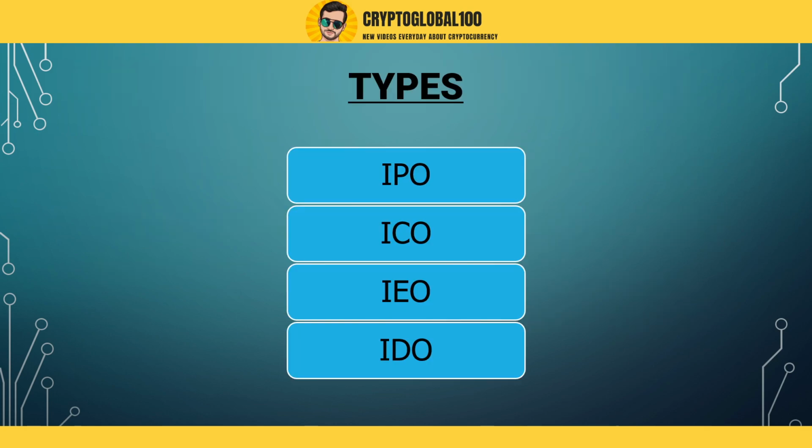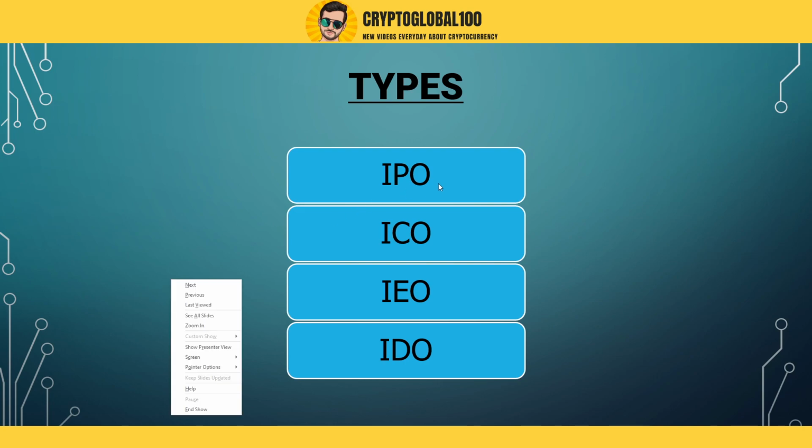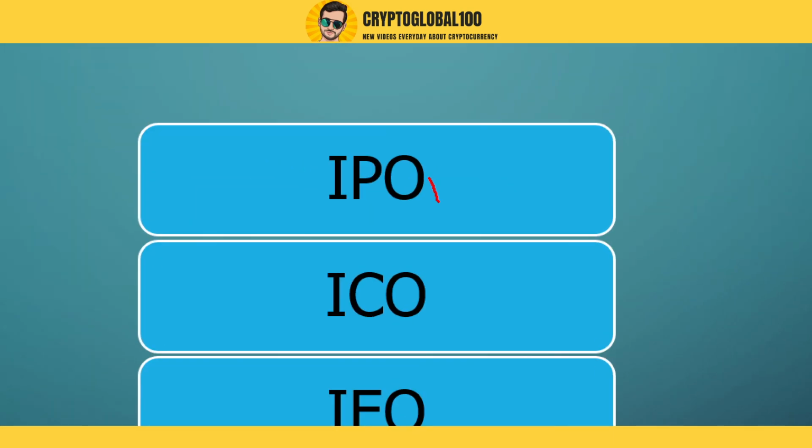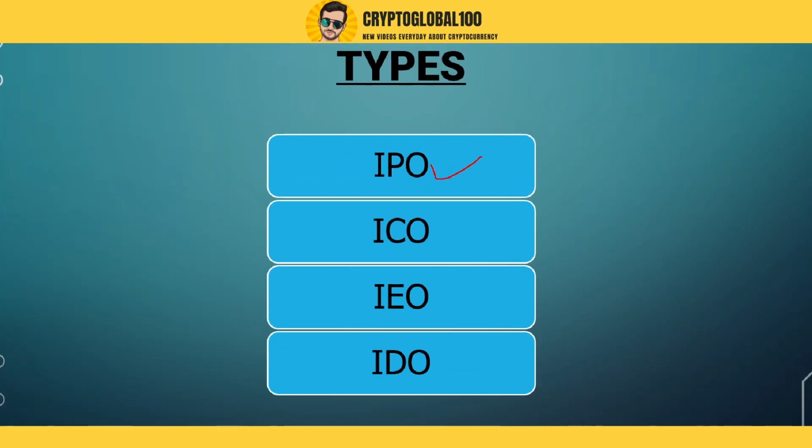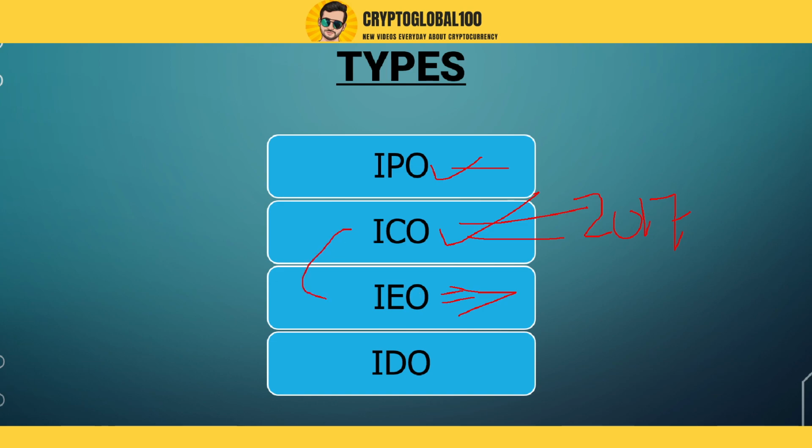So moving on, the types are IPO. We're gonna start with the IPO, initial public offering. This is more in the stocks. Then ICO, back in the days 2017, 16, 18, a lot of scams occurred. After that, IEO is a more improved form of ICO, and IDO is the latest form of getting the fundraising through the cryptocurrencies. So let's start.